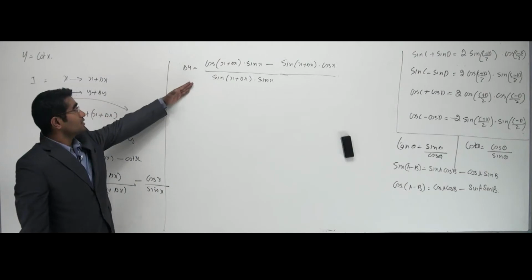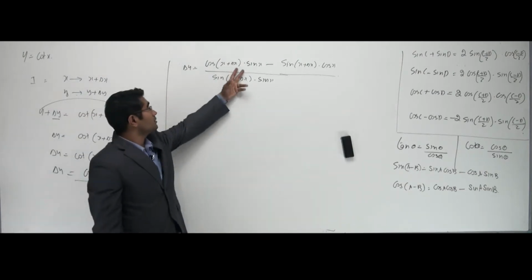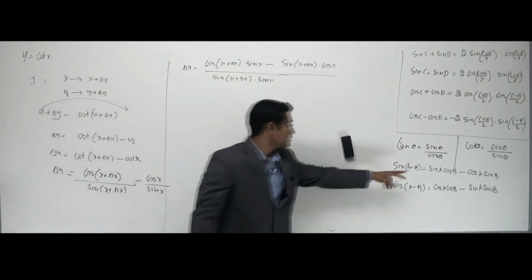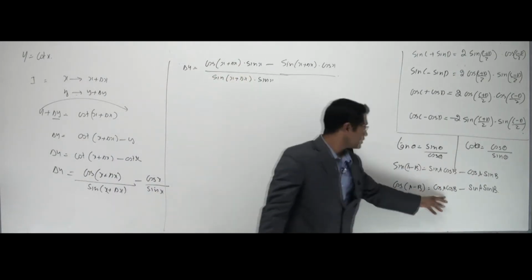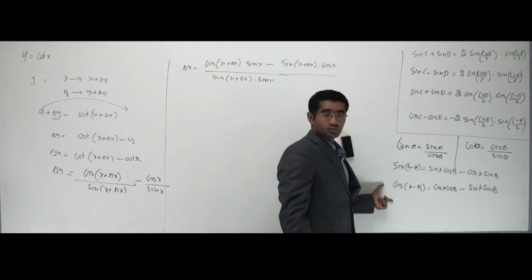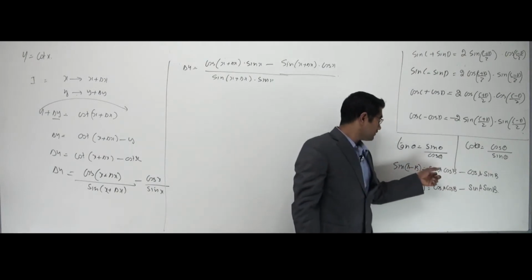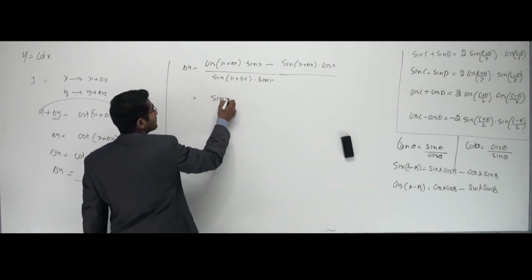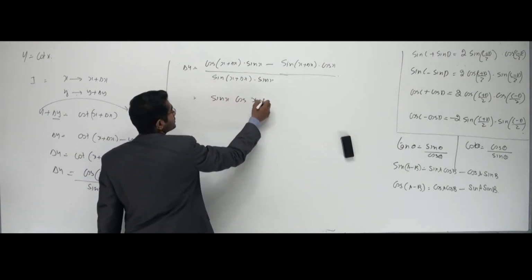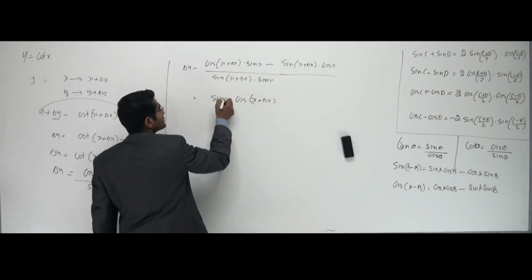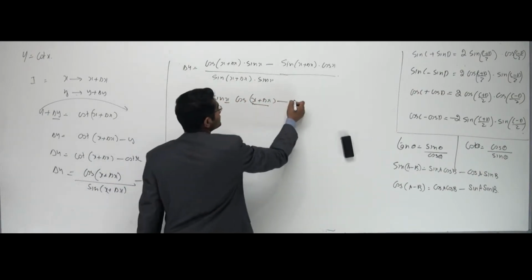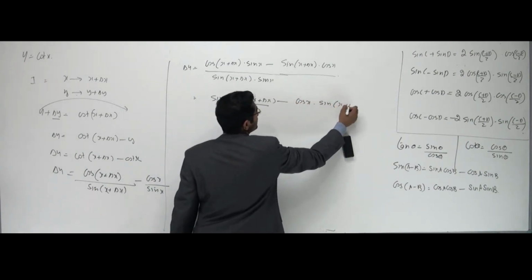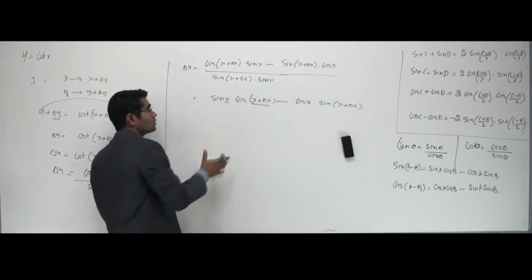Now, this is looking like a formula. I need to rearrange this because I have a formula like sin A cos B and cos A sin B. I have cos and sin, but the formula has to be sin first, then cos. So I'll just rearrange this. I'll write sin x into cos of x plus delta x, which looks like sin A cos B, minus cos A first, so cos x into sine of x plus delta x.